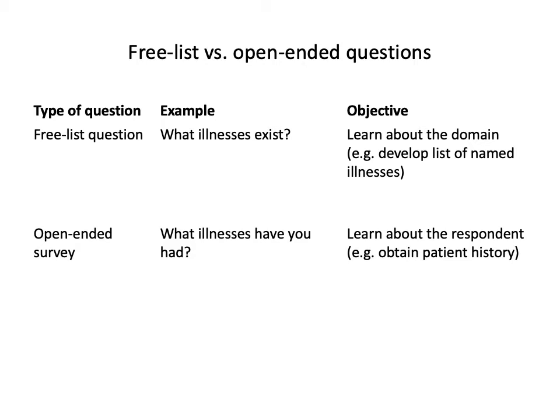In an open-ended survey, an open question, you ask a personal question: what illnesses have you had? Then you get a completely different answer. And then you learn about the respondent, him or herself. You get a patient history. So you have to think beforehand, what is the question? What do you want to know? And then decide what kind of method you use in order to get that data.